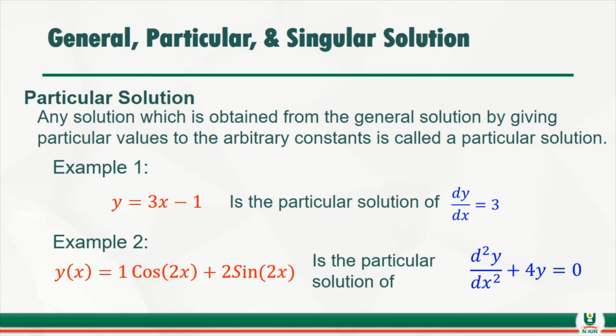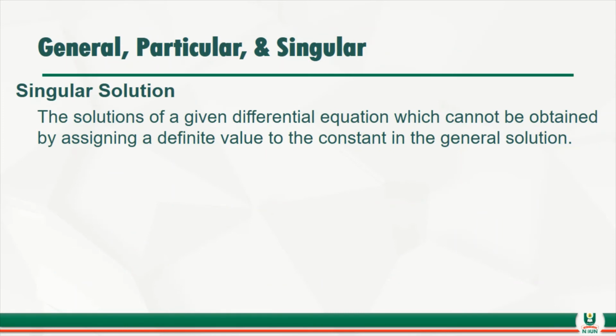And one thing we should notice here is that in the case of particular solution, there is no constant. There is no constant at all in the solution. Another definition we are going to consider now is called singular solution. In this case, it's a kind of solution of a differential equation in such a way that we know the particular solution, we know the general solution, but we may find it very, very difficult to obtain, in the sense that, let me explain better now. We call this one a solution of a given differential equation which cannot be obtained by assigning a definite value to the constant in the general solution.